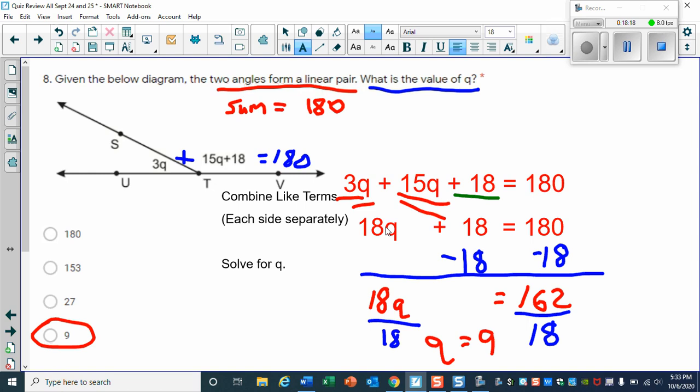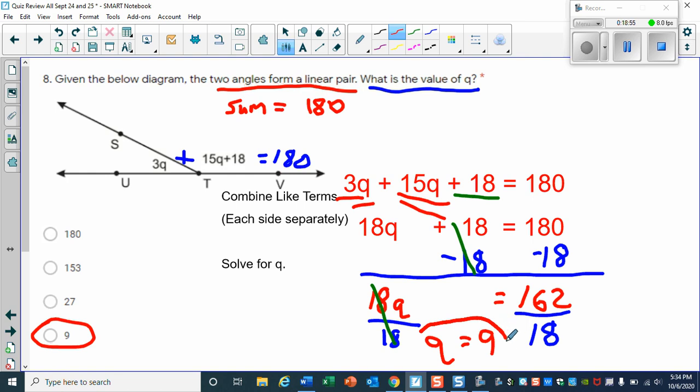So now we solve for q. Subtract 18 on both sides. 18 minus 18 goes away. 180 minus 18 is 162. So for the moment, 18q, remember that just came on down for the ride. 18q equals 162. And now you need to divide both sides by 18. And that's how we have q is equal to 9. And since we only have to solve for q, you're done.